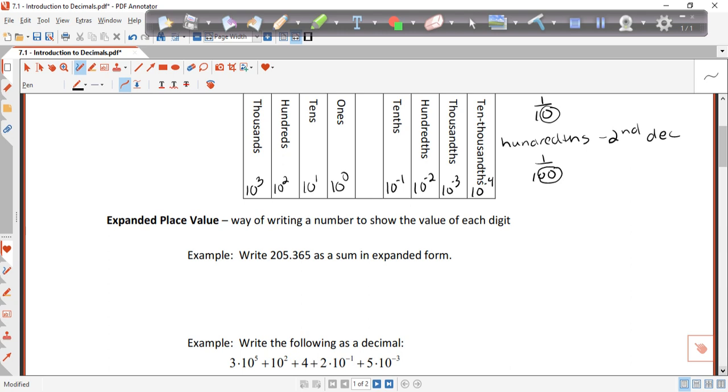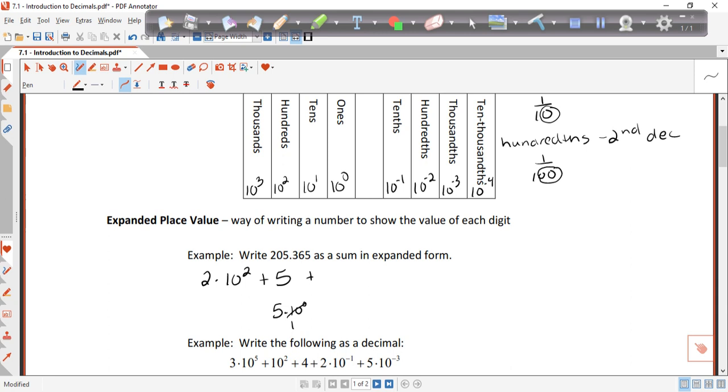And we did this before with whole numbers. We're going to do it with this number, 205.365. So first, you're going to start with the 2. Since it's in the hundreds place, it's going to be 2 times 10 squared, plus the 5 is in the ones place. So we usually just left that as a 5, because 5 times 10 to the 0, anything to the 0 is 1, and 5 times 1 is 5.